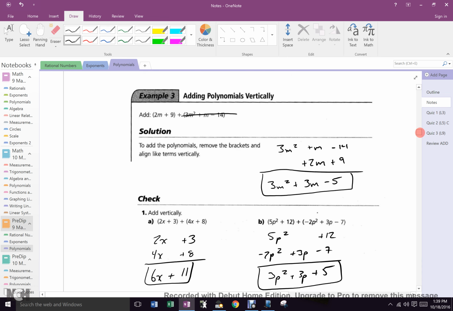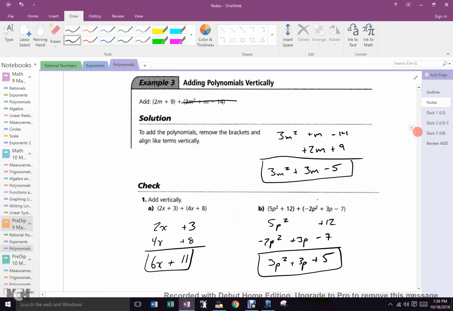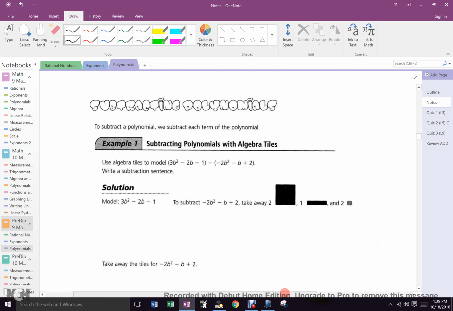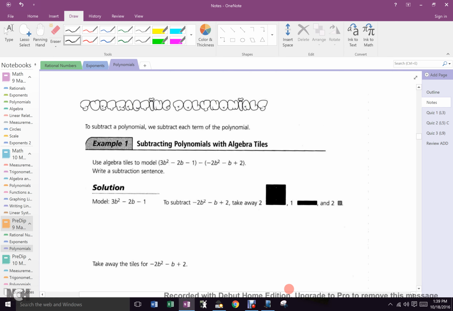And that's it for adding. Does everybody feel they can add? Excellent. Now, subtraction screws everybody up. And like I said, this is really the only use that I have for algebra tiles that I have found. They're actually helpful here. So, remember, it's a two-part process. There's modeling, and then there's the subtraction sentence.